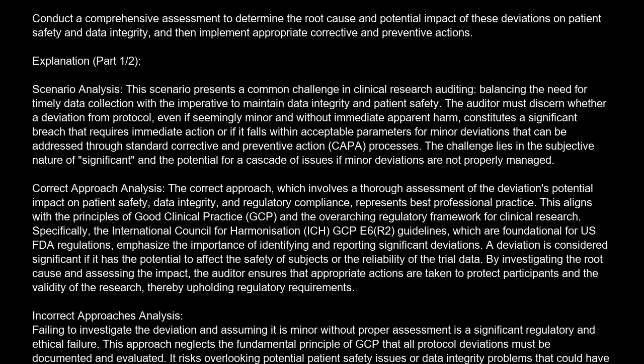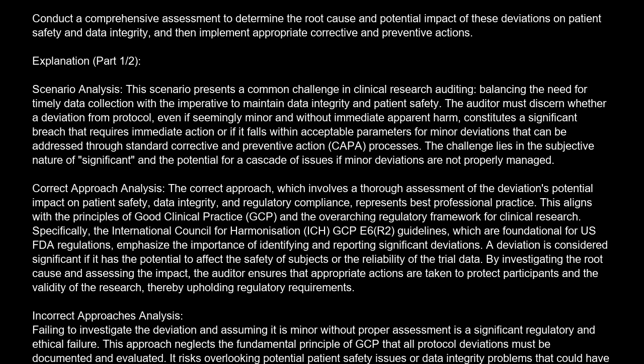The auditor must discern whether a deviation from protocol, even if seemingly minor and without immediate apparent harm, constitutes a significant breach that requires immediate action, or if it falls within acceptable parameters for minor deviations that can be addressed through standard corrective and preventive action, CAPA, processes. The challenge lies in the subjective nature of significant and the potential for a cascade of issues if minor deviations are not properly managed. Correct approach analysis.